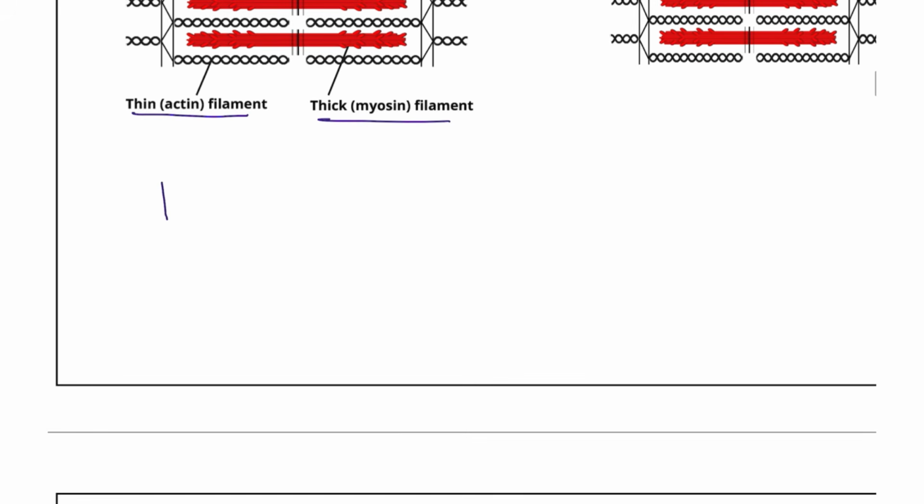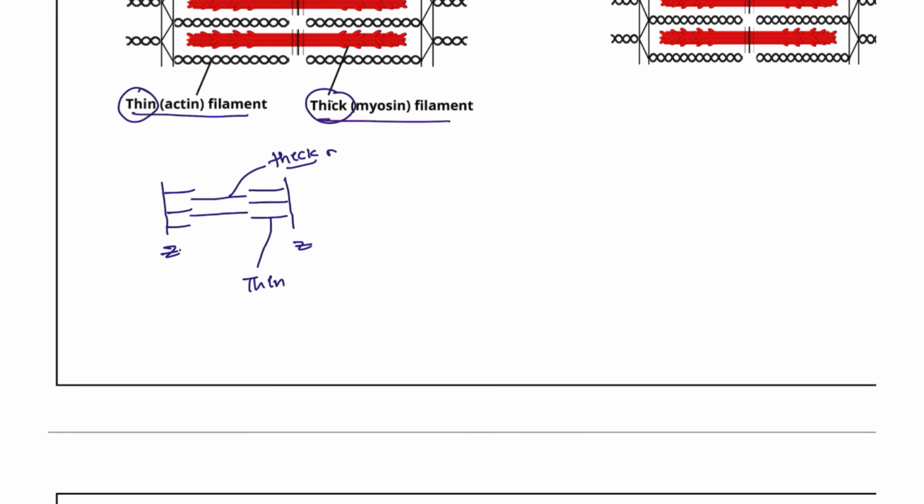Okay, so these are the Z lines. These both are the Z lines. Next, you have here the filaments which are attached to the Z lines, and next there is one filament inside. So this is known as a thick filament and this is known as a thin filament. So here you can see this is thin and this is thick. That means myosin will be in the middle and the actin will be parallel to it, which we are going to see.